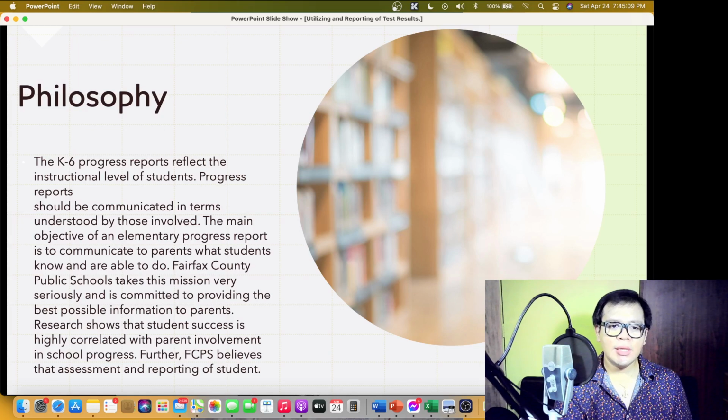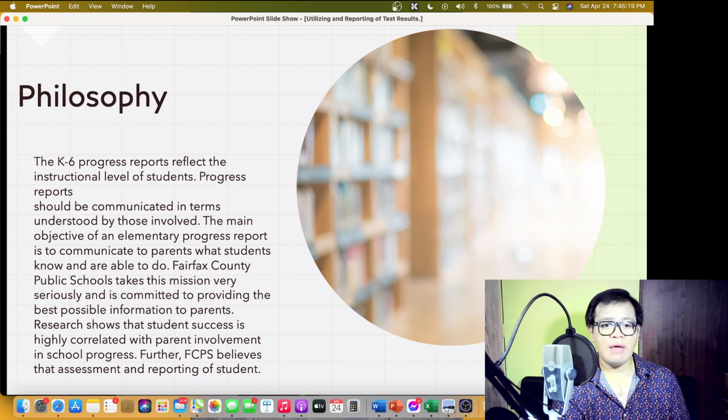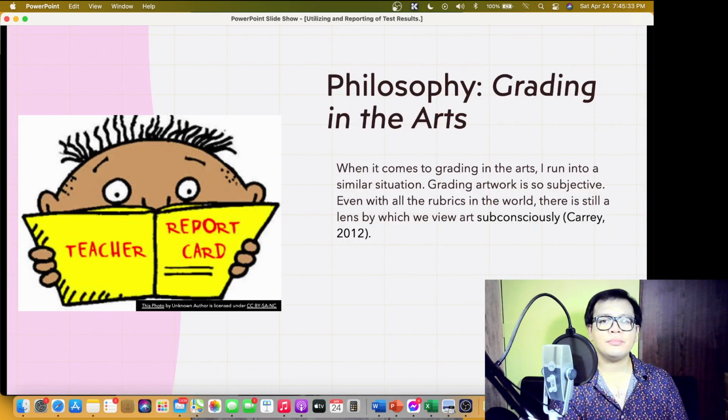The main objective of an elementary progress report is to communicate to parents what students know and are able to do. Fairfax County Public Schools takes this mission very seriously and is committed to providing the best possible information for the parents. Research shows that student success is highly correlated with parent involvement in school progress.